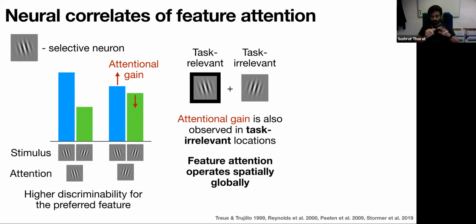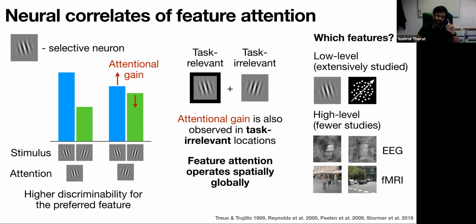So this leads us to conclude that feature attention operates spatially globally, independent of where the spatial attention window is. Now, this attentional gain signal has been studied mostly for low-level visual features. So with gabors and random dot patterns, where the patterns are moving in a particular direction. There are a few studies for high-level features such as shapes, so faces and houses in an EEG study, or human bodies and cars in natural scenes in an fMRI study, but this evidence is still tentative. So we need further investigation to say that, okay, we also find this spatially global feature-based attention signal for high-level features like shapes. So that's what our study is about.